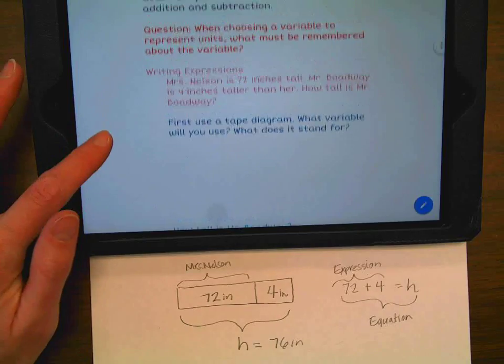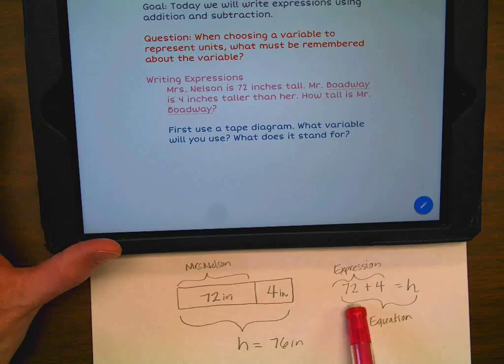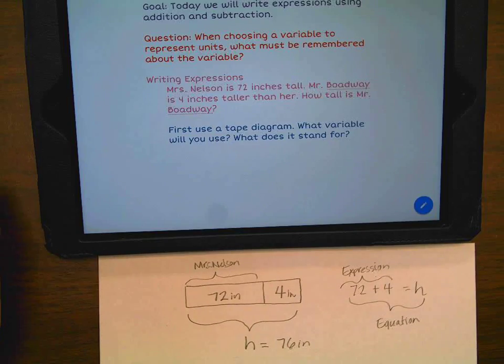All right, so let's go back to our goal. Our goal today, we will write expressions using addition and subtraction, which we did right there. And then when choosing a variable to represent units, what must be remembered about the variable? The answer to that one is that the variable represents very specific information, so you have to choose a good one.